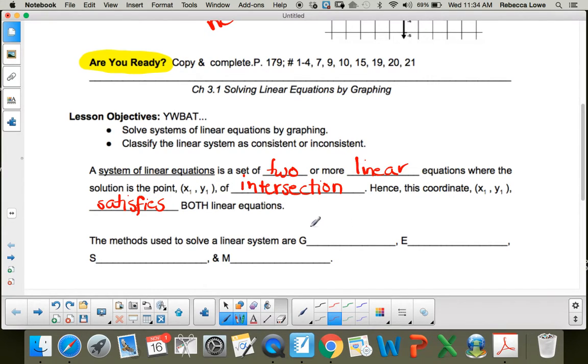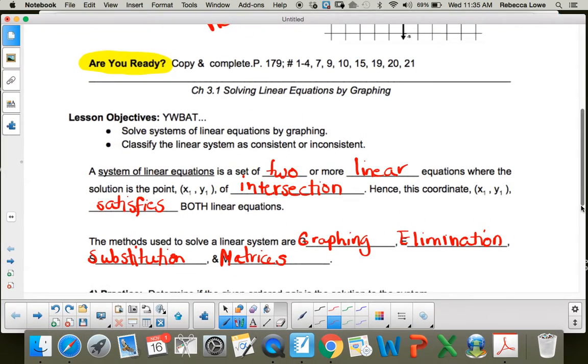There are other methods. In fact, there are four methods used for solving. We will be tackling three of those: graphing, elimination, substitution, and matrices. We may or may not get to matrices. So those are the four methods used to solve a system of linear equations.